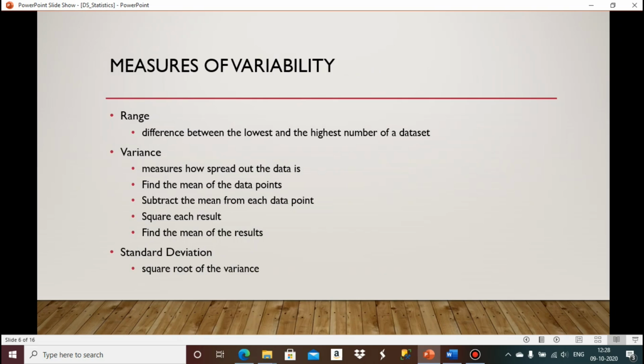Next comes measures of variability. Variability means how scattered the data set is, meaning what is the distance between each and every data point in the data set. That is calculated by measures of variability. The first one is range. How to calculate the range? It is the difference between the lowest and highest number of a data set.